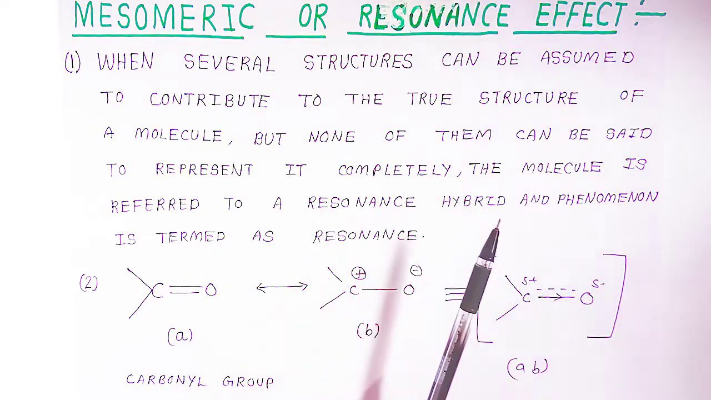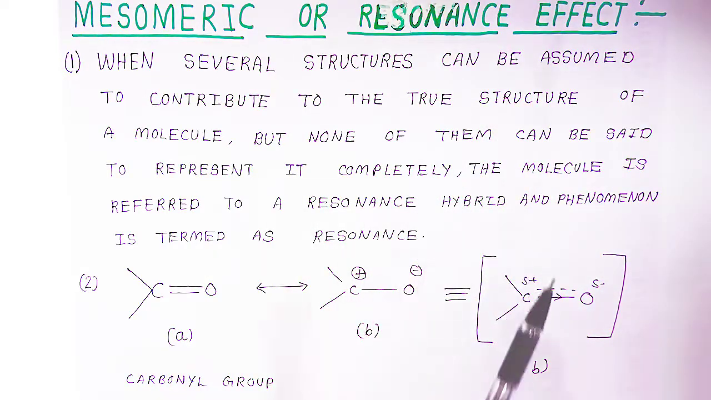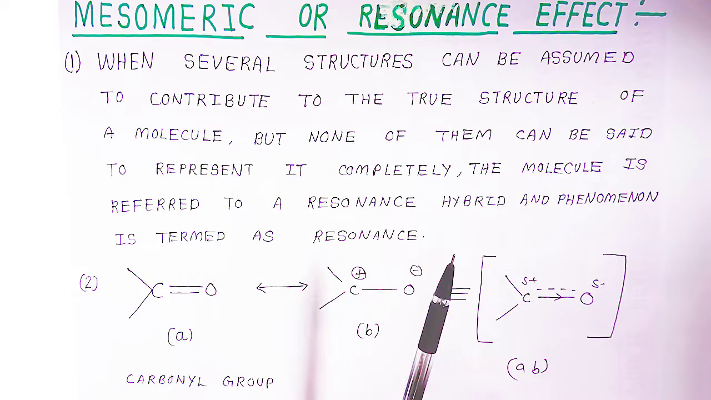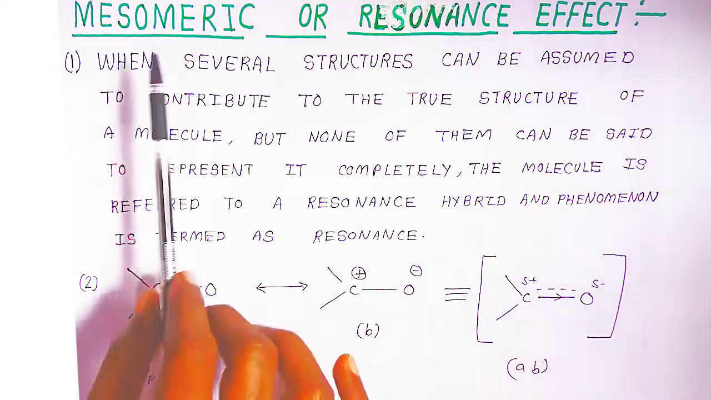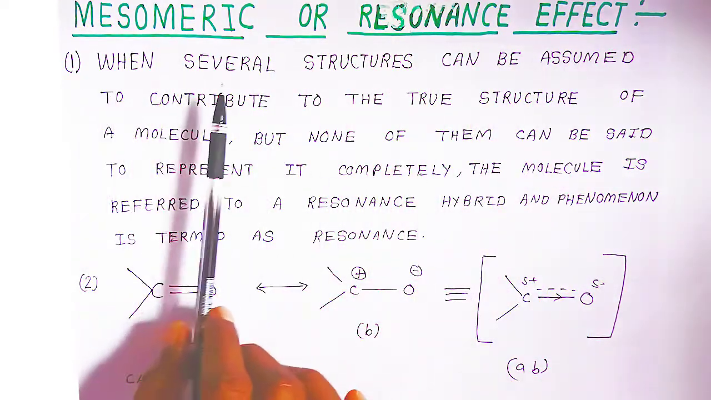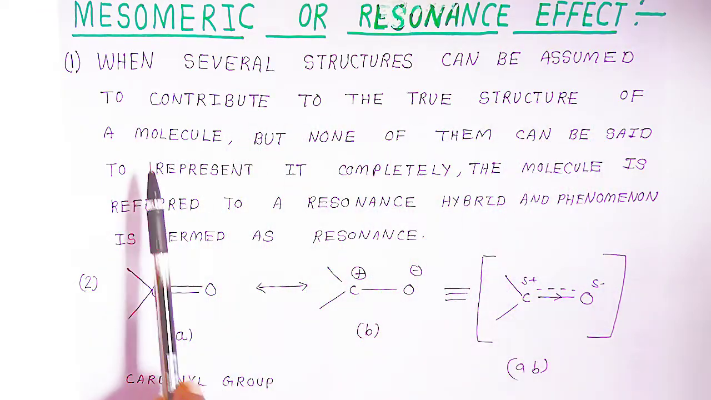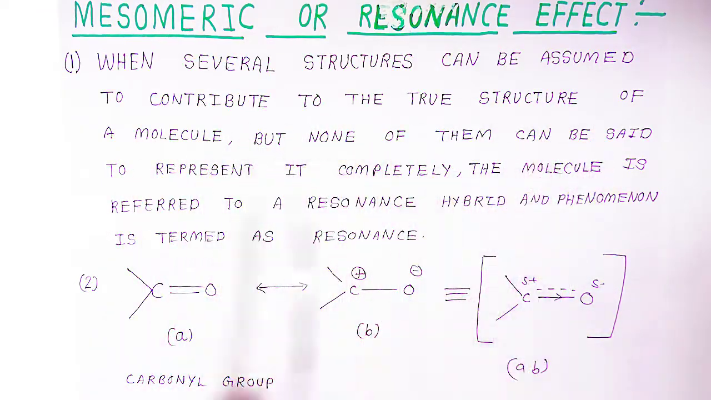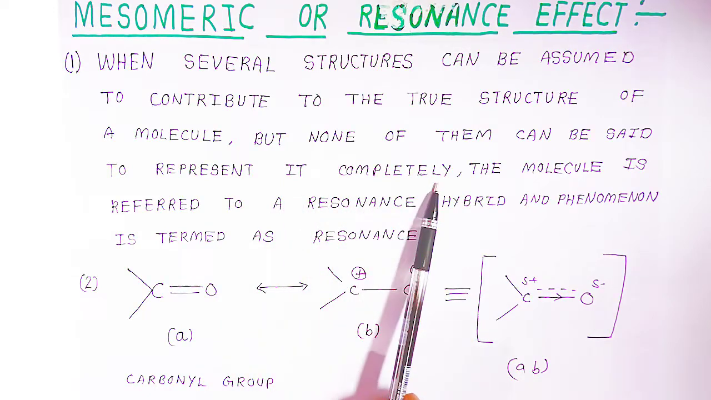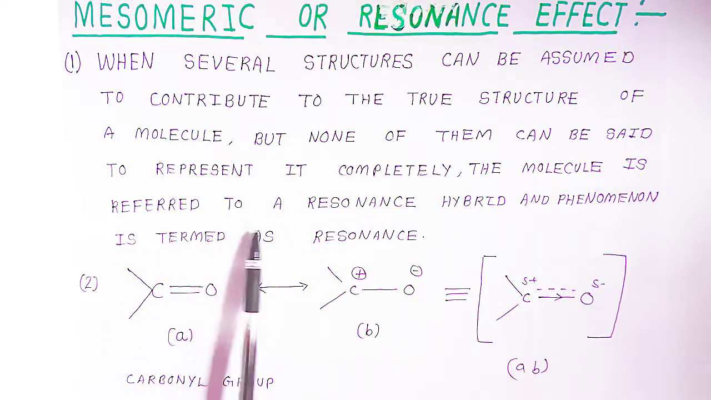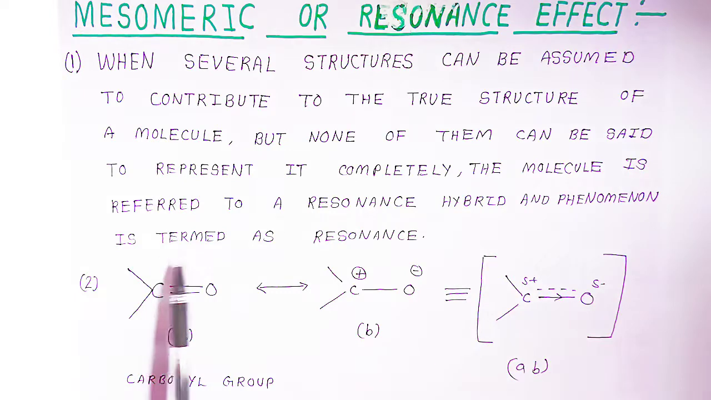In the last video we have seen organic reactivity because of the inductive effect. Now here we are going to see one more type of effect, called the mesomeric and resonance effect. When several structures can be assumed to contribute to the true structure of a molecule, but none of them can be said to represent it completely, the molecule is referred to as a resonance hybrid and the phenomenon is termed resonance.